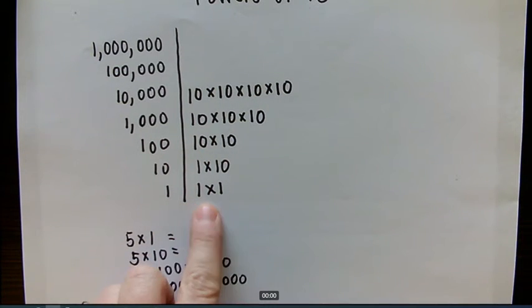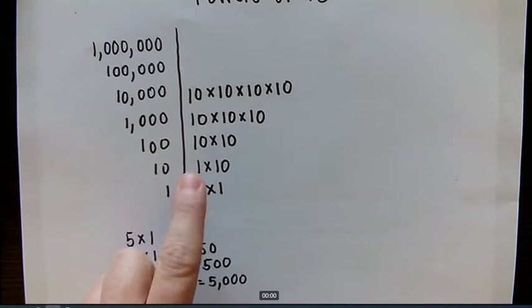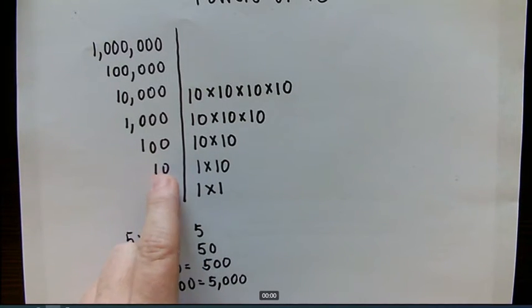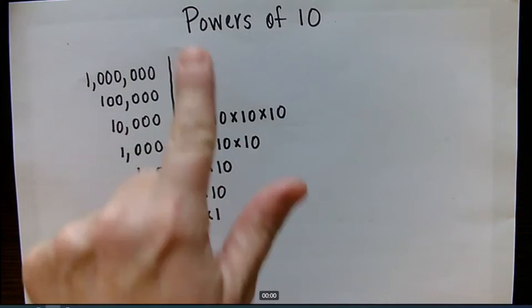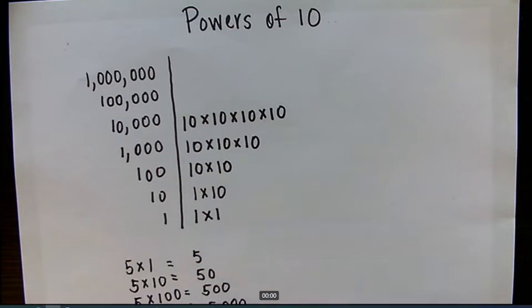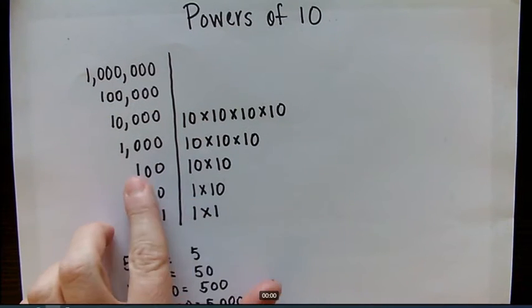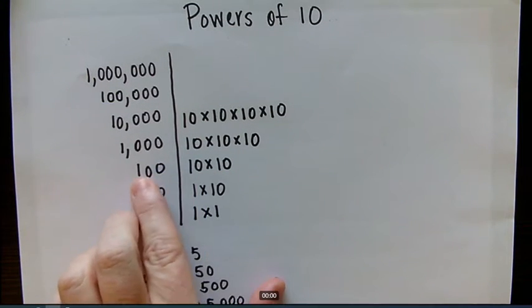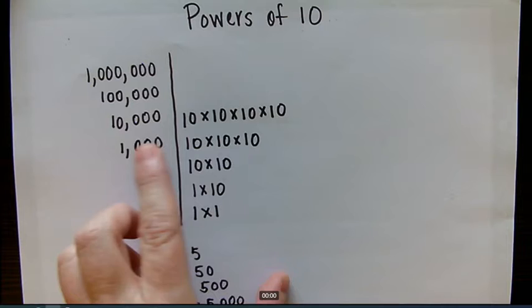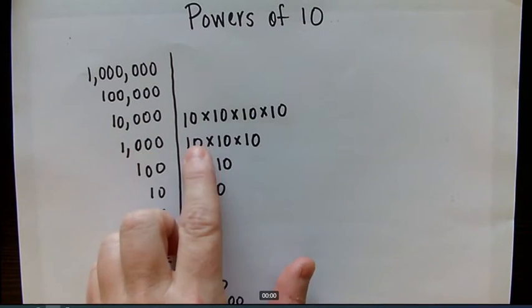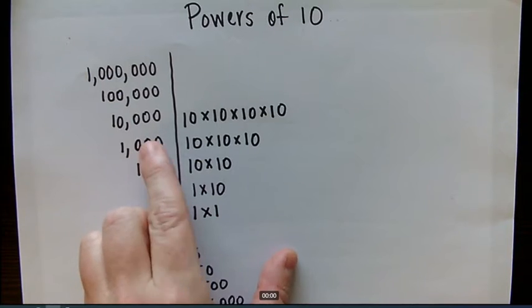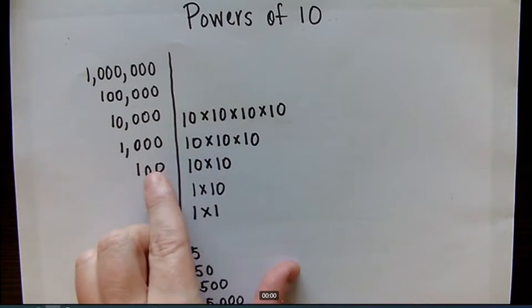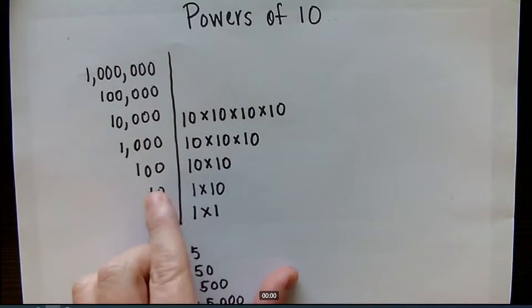You know that 1 is 1 times 1. You know that 10 is 1 times 10. But once we get past 10, we have multiples of 10. That's why we call them powers of 10, because we're increasing by a multiple of 10. So 10 times 10, 100. 10 times 10 times 10, 1,000. So you can see the zeros. See the zeros? 1, 2, 3. 2 zeros, 1 zero, no zeros.